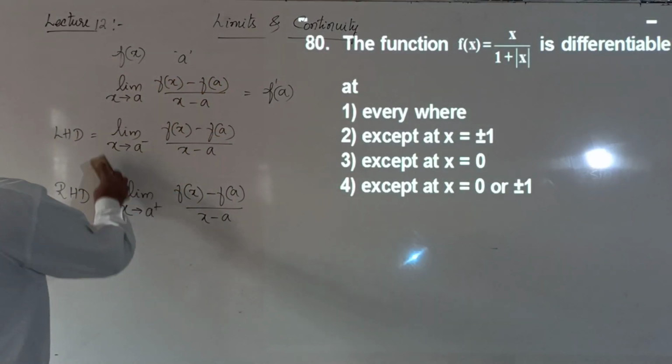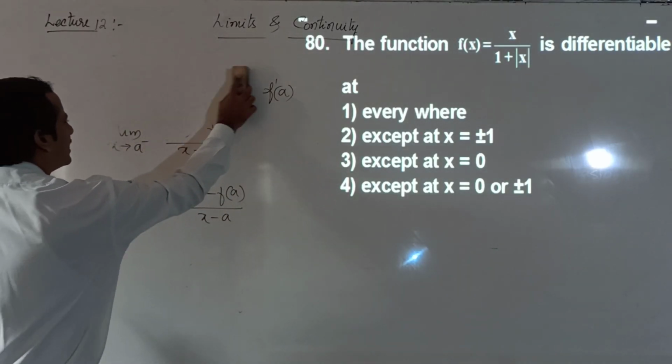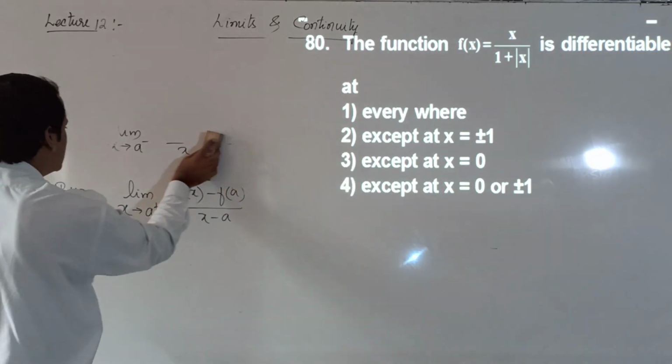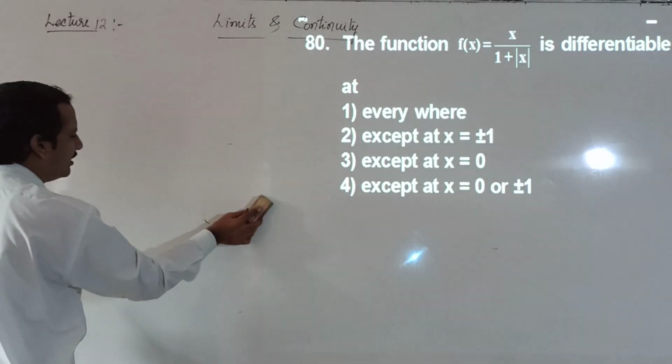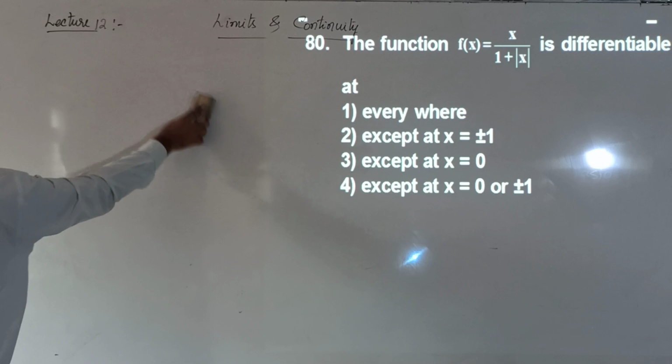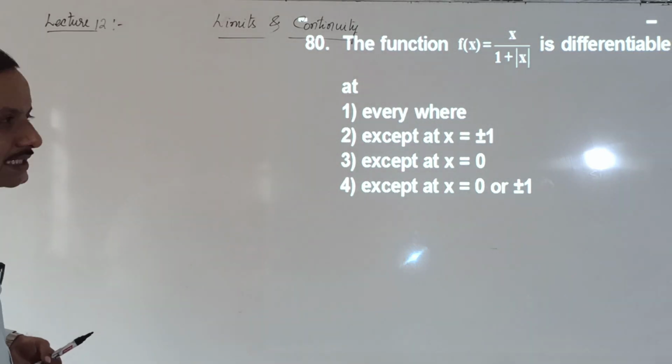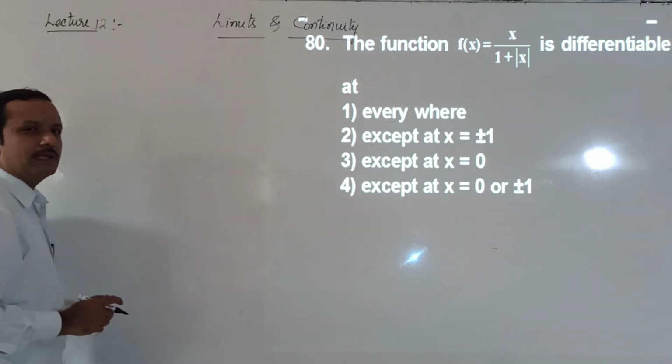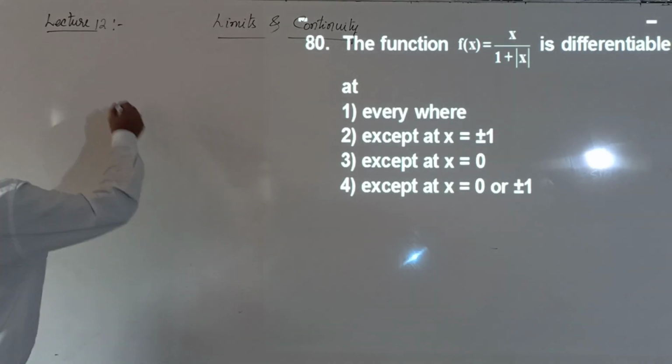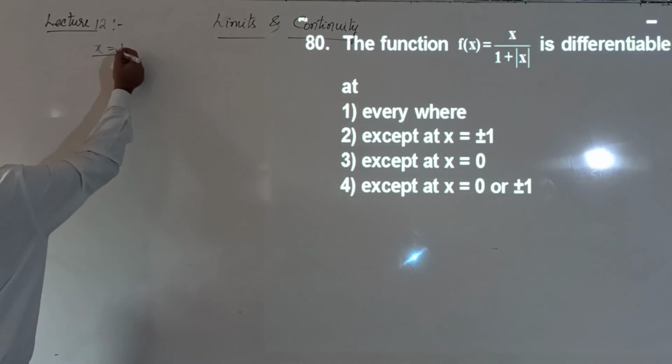So, looking at the options, I will consider three cases: 0, 1 and minus 1. First I will go with 1 and minus 1, then I will come back to 0. 0 is slightly complicated here because of the presence of mod x. So first I would like to see what happens at x equal to 1.